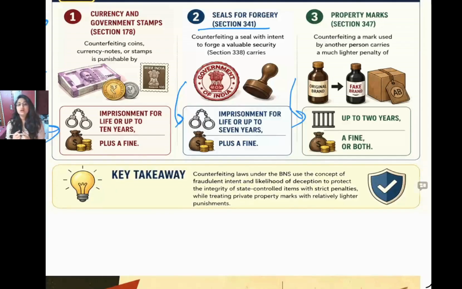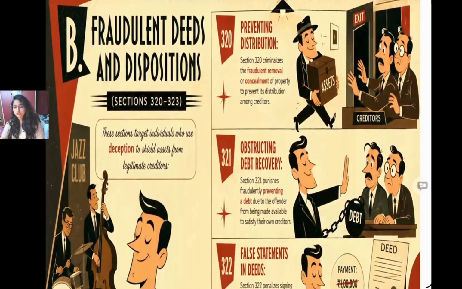If, suppose, there is a leakage, the whole economy could collapse. So we are making sure of it, and that's where, by the severity of punishment, you can make out how seriously the government takes these particular crimes. Okay. Next is fraudulent deeds and disposition.